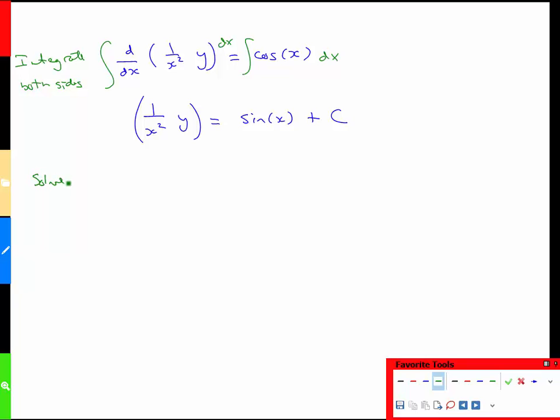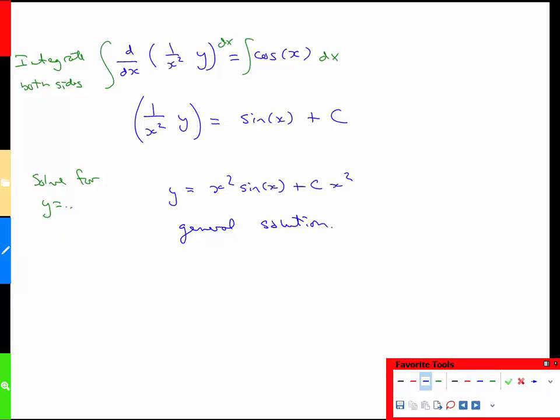And now we can solve for y. There's simply a y here, so we have y equals, bring the x squared up, we'll have x squared sine of x plus cx squared, and that would be our general solution.